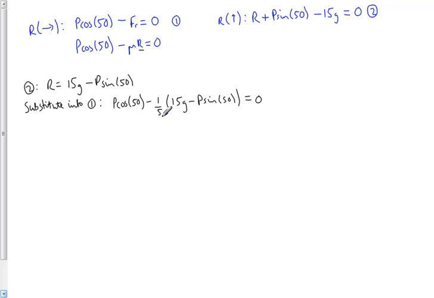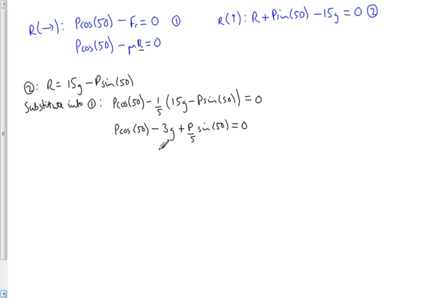A little bit complicated, but let's multiply out all the brackets and get all the P's on one side and everything else on the other. So we get P cos 50 minus, a fifth of this is 3g, and then minus a fifth times, this is a bit complicated, but it's actually going to become plus because we've got a negative and a negative, plus a fifth of P sin 50 equals 0.